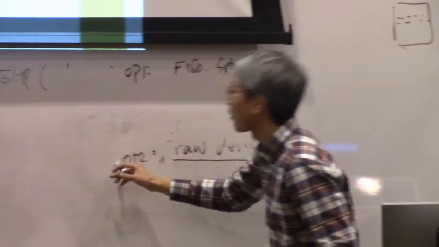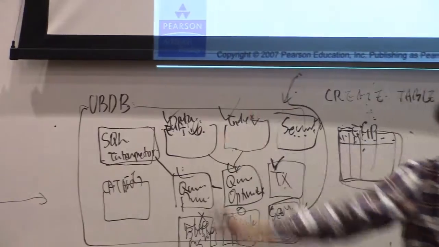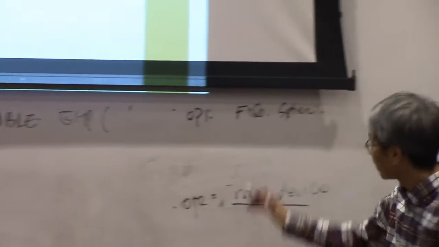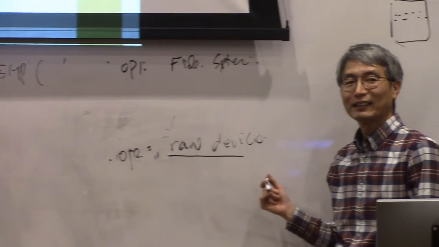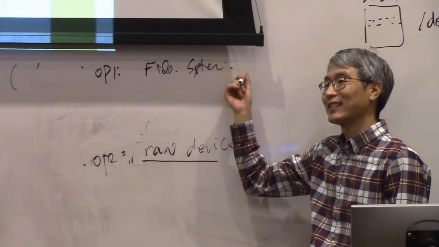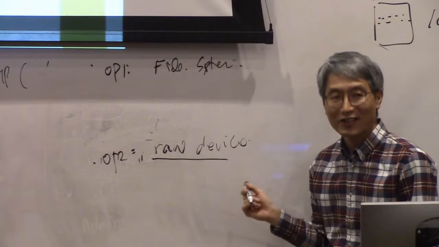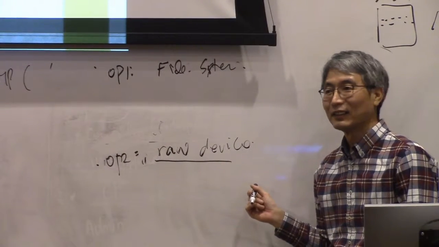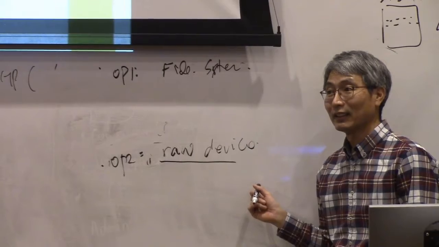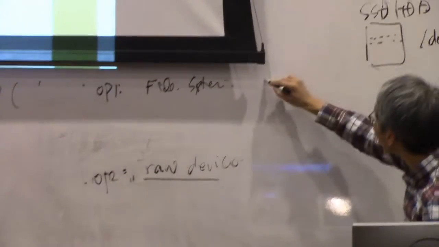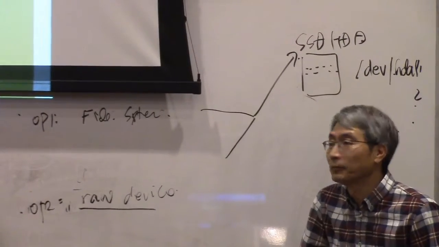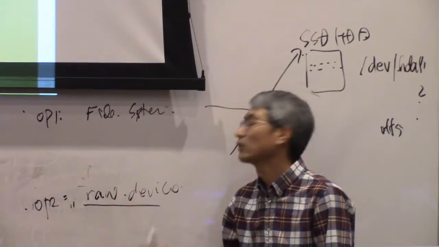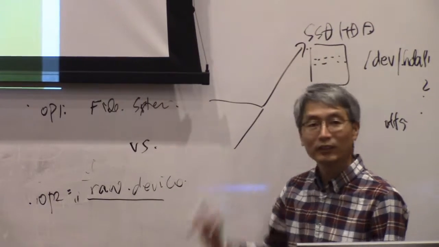So there are two options here. Most of the DBMS systems, Oracle, Informix, anything, support both of them. So which one may be easier? Using the file system. And which one will be faster? Both of them can use the SSD or the hard disk drive. But I mean the file system versus the raw device, which one will be faster?